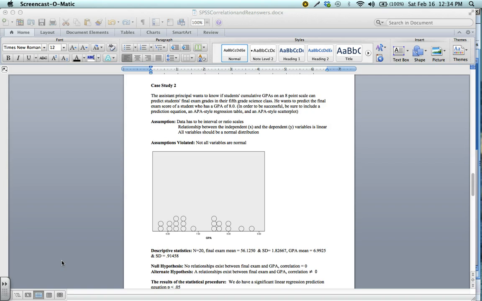This time we're looking at some regression. We're going to do some simple linear regression analysis and try to predict a couple of things and come up with a prediction equation for how we can predict.